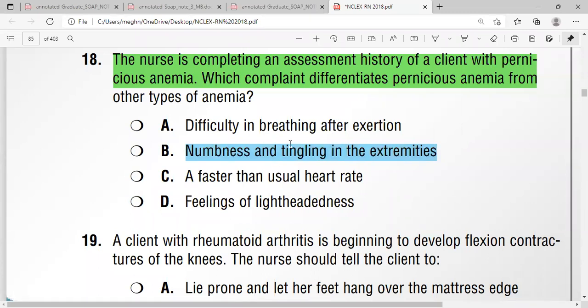Numbness and tingling in the extremities are common in the client with pernicious anemia, but not in those with other types of anemia. So answers A, C, and D are incorrect because they are symptoms of all types of anemia.